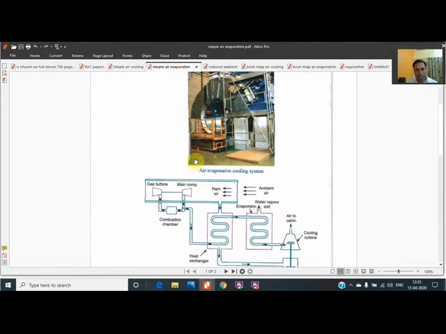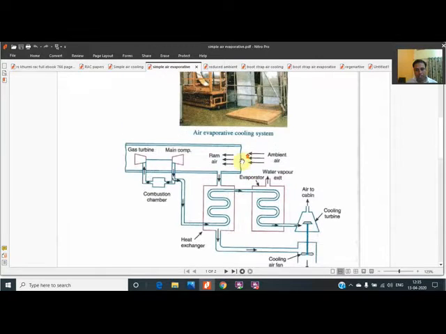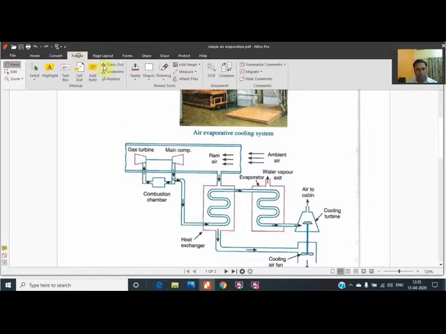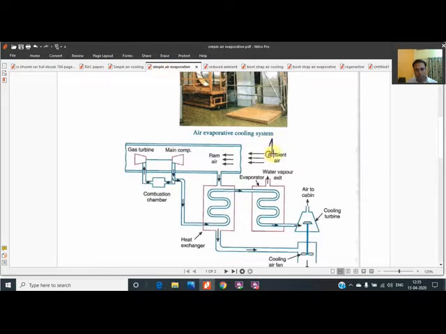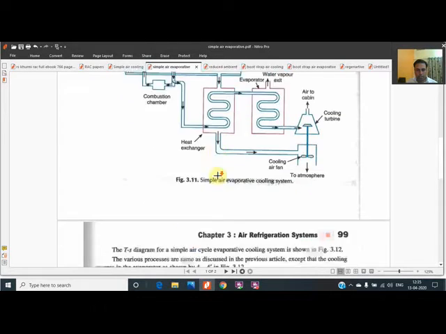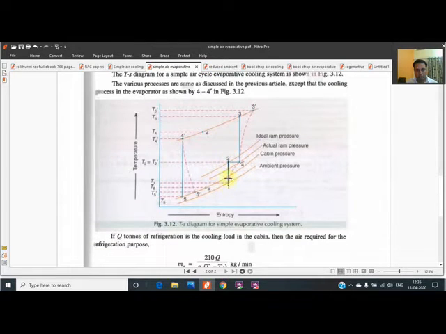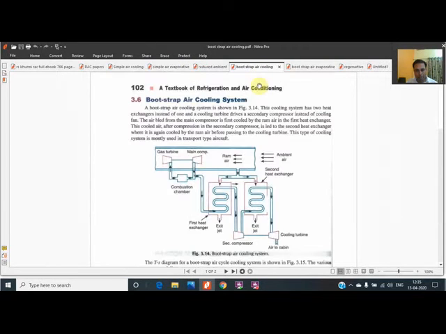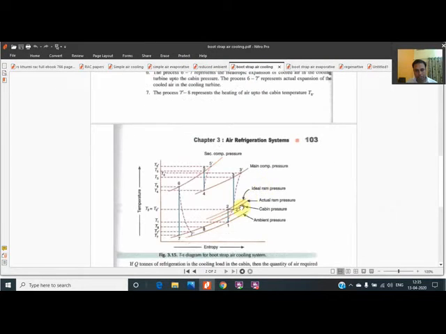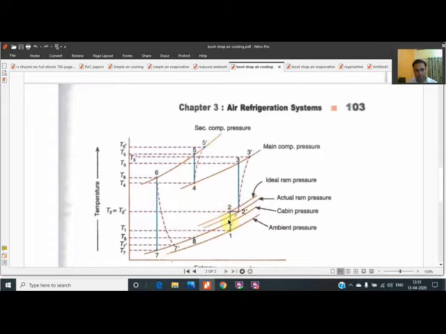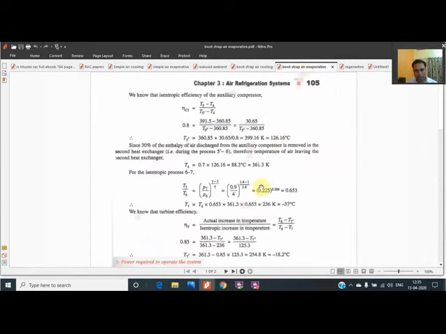Similar is the case in the air evaporative system also. What you will see, the air is taken from the atmosphere, means the first process is common for all the systems. This is the first process. This causes a slight increase in pressure and temperature, and this is achieved during the first process, whether it is simple air cooling, whether it is simple air evaporative, whether it is bootstrap. This process can be seen over here, whether it is bootstrap evaporative also.